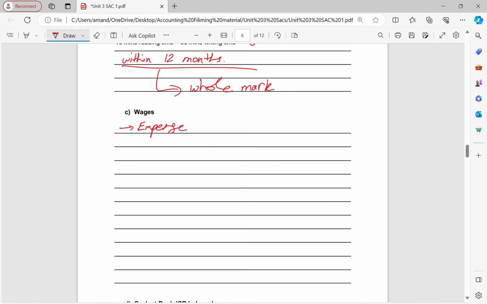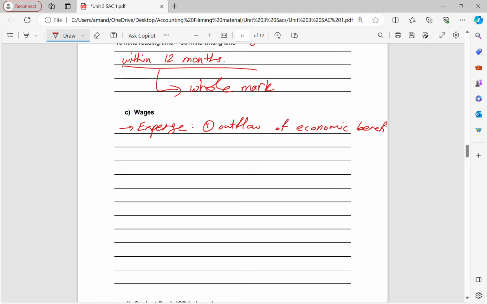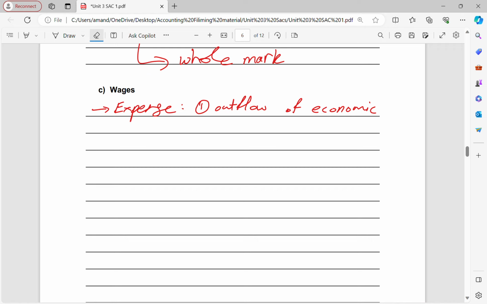Wages, it's an expense. And if you don't know the definition of expense, we kind of just want to run through it quickly. Outflow of economic benefit. Say that somewhere in your answer. Oops, I can't fit that in, which is unfortunate. Sorry for the late zoom in. Benefit. Yep.